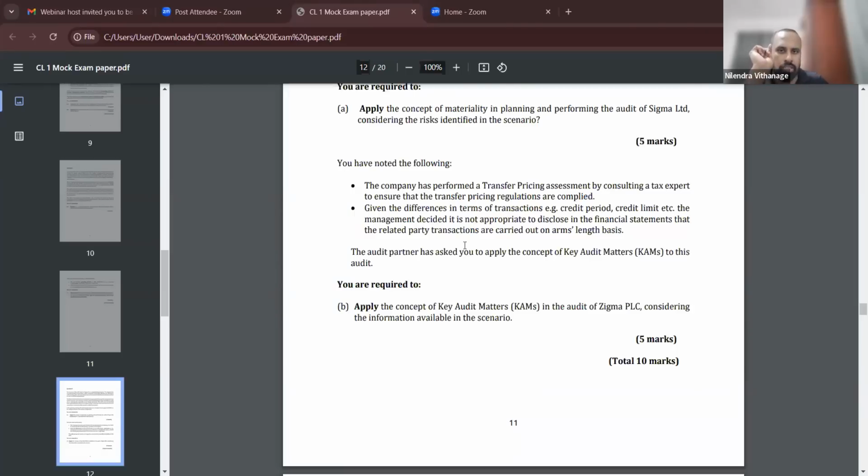With regard to transfer pricing and revenue, transfer pricing affects revenue, no? You noted the following: the company has performed a transfer pricing assessment by consulting tax experts to ensure that the transfer pricing regulations are complied with. When they comply with regulations, is there a misstatement?